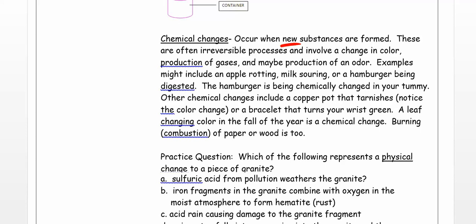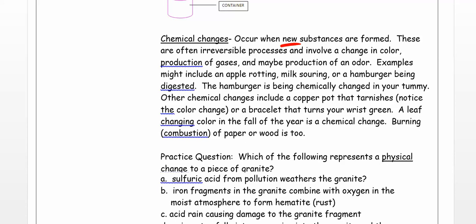Examples might include an apple rotting, milk souring, or a hamburger being digested. So all those are examples of chemical changes. Now the hamburger is being chemically changed in your stomach, right? Because the hydrochloric acid is digesting and forming new chemicals from that hamburger.